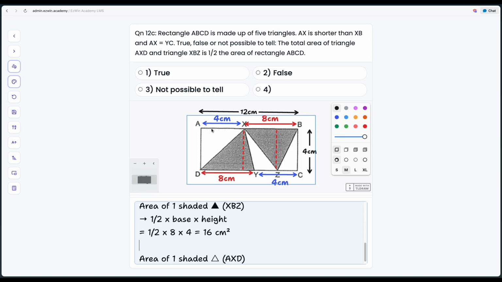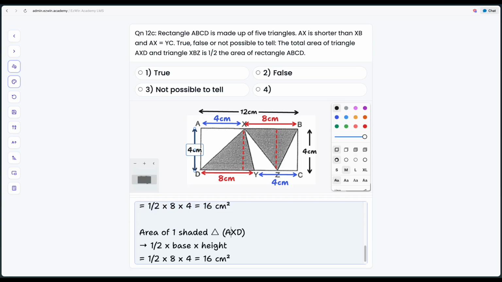So AXD over here is the left side. Here it is 4 centimeters and 4 centimeters like this. So what we can do is calculate it. The area of AXD is half times base times height. Since it's a right angle triangle, this will be 4 times half, which is 8 centimeters square.